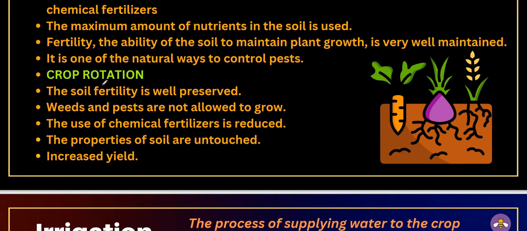Crop rotation: soil fertility is well preserved. Weeds and pests are not allowed to grow. Use of chemical fertilizers is reduced. Properties of soil are untouched, and there is an increase in the yield.